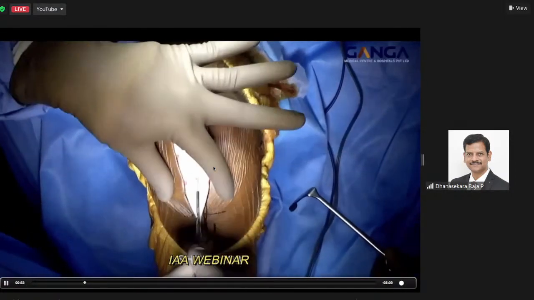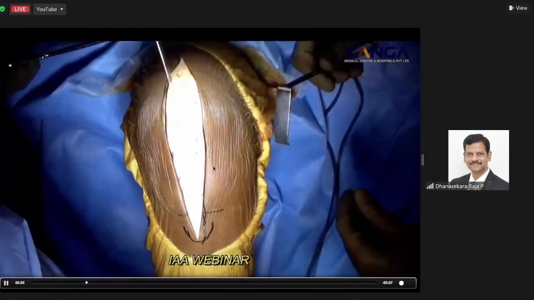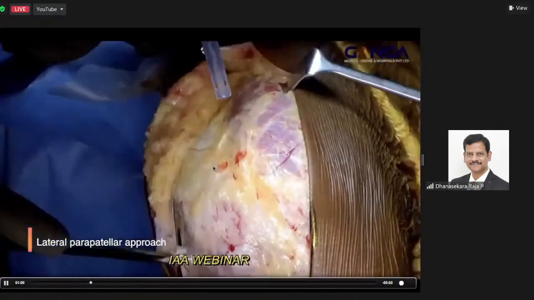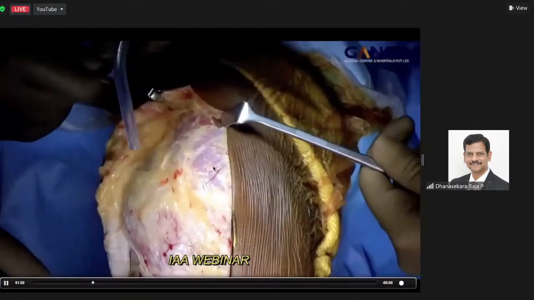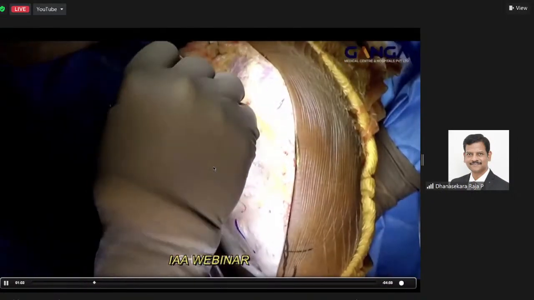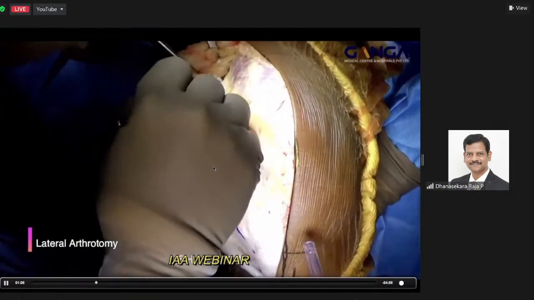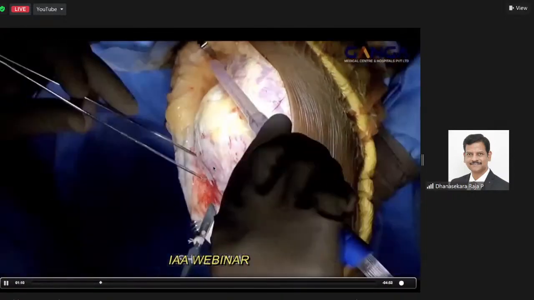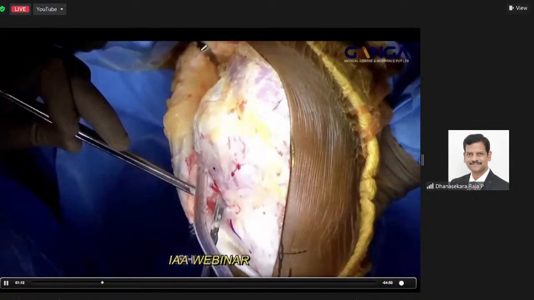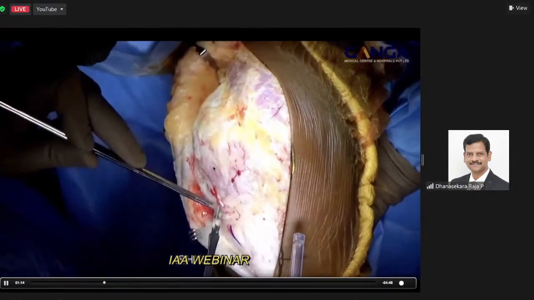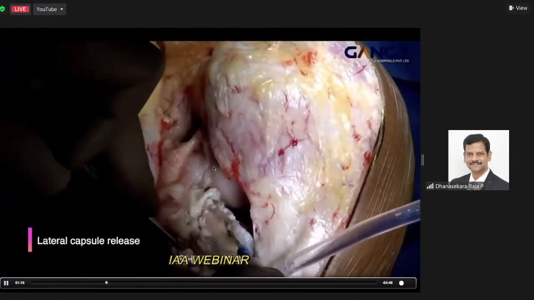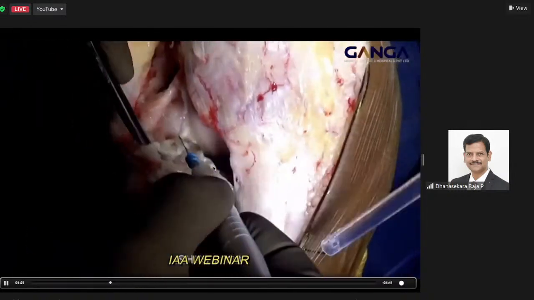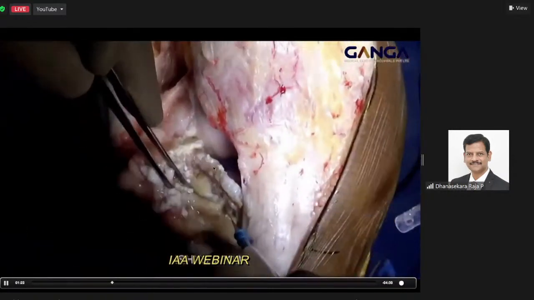So we use a midline skin incision. Expose the lateral retinaculum up to the tibial tubercle. So you open the lateral retinaculum. When you come to the level of the patella, you need to take the entire fat pad with the lateral flap. So you change your blade horizontal and lift the entire fat pad, which will help you expand the tissues for closure.